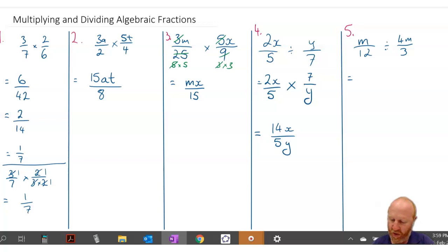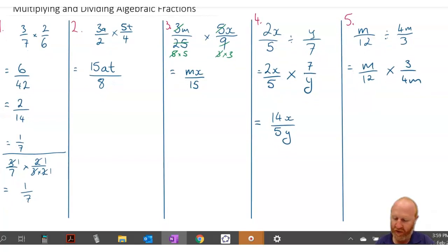In the next question, we have the same issue. We're going to write our m down, our 12. The divide turns into a times. We take the reciprocal of the second fraction, just turn it upside down. And then we look at it and we could either start multiplying straight away or we could do some cancelling. I'm going to do the cancelling. I prefer that much more than just getting large numbers.